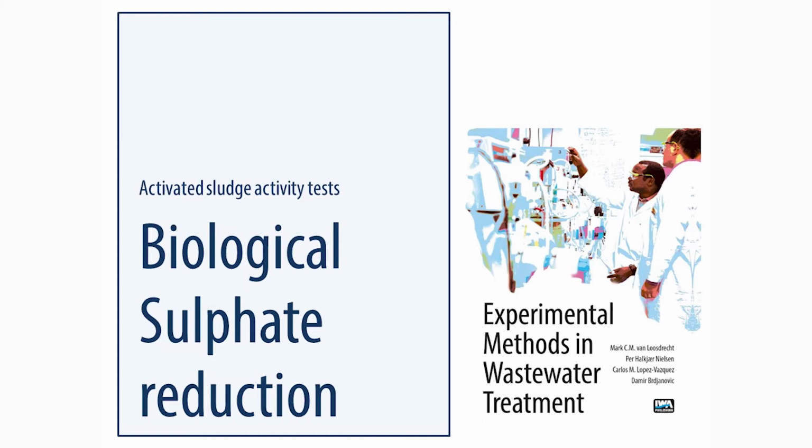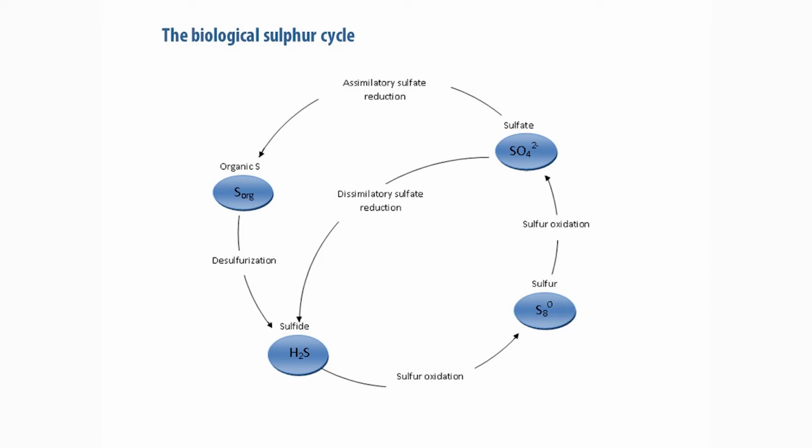In this video, guidance will be provided to perform a batch activity test to assess the biological sulphate reduction process. Microbes play a major role in the biogeochemical cycle of sulphur. The oxidation states for sulphur are -2 for sulphide, 0 for elemental sulphur, and +6 for sulphate.